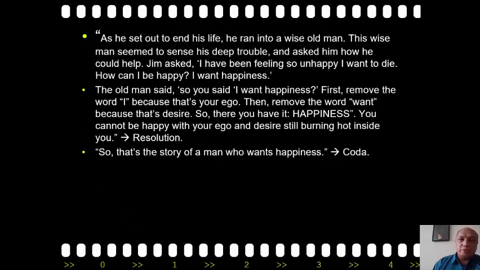Now let's see the continuation of that story. "As he set out to end his life, he ran into a wise old man. This wise man seemed to sense his deep trouble and asked him how he could help. Jim asked, 'I have been feeling so unhappy, I want to die. How can I be happy? I want happiness.' The old man said, 'So you said, I want happiness? Okay, first remove the word I, because that's your ego. Then remove the word want, because that's desire. So there you have it, happiness. You cannot be happy with your ego and desire still burning hot inside you.'"